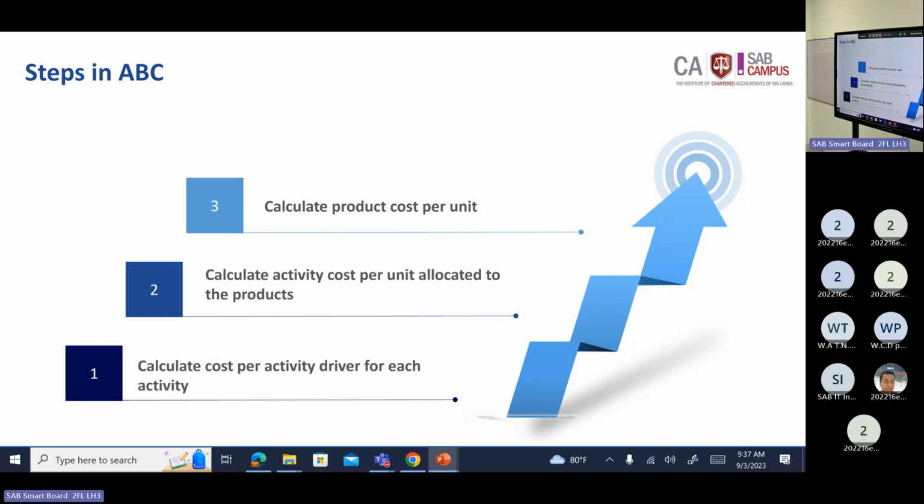From an examination perspective, you will be given the activity. For that activity, the cost is also given. Cost drivers are also given. From those drivers we have to relate on.